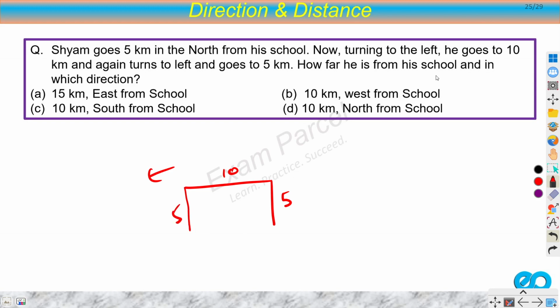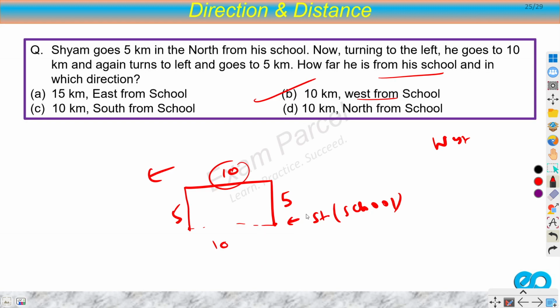How far is he from his school and in what direction? So this was the start, or say the school. This is his point. So obviously his direction would be west, right? Compared to the start, this is in the west. And the distance is this 10 kilometers because both are in the same line. So 10 kilometer west from the school. Option.